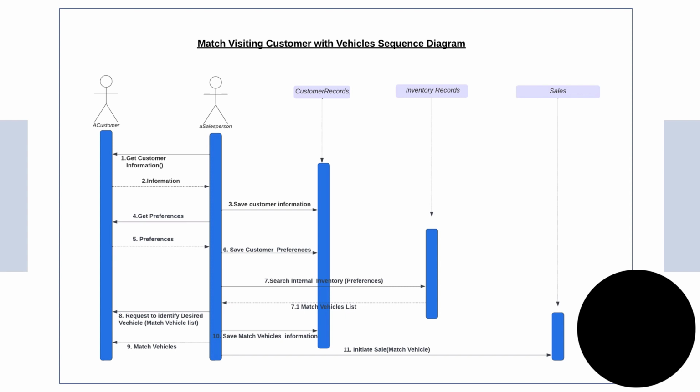The ultimate goal of the process is a successful sale. Once the customer decides on the vehicle, the salesperson handles the necessary paperwork and ensures a smooth transaction. In conclusion, the match visiting customer with vehicle sequence diagram highlights the importance of understanding customer preferences, comprehensive records, and utilizing the expertise of the salesperson to create a successful and satisfying sales experience for the visiting customer.